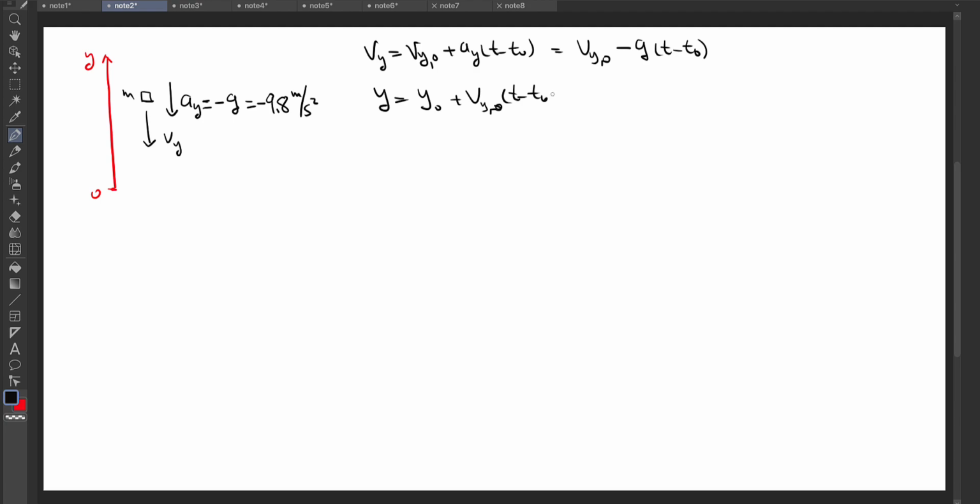So t minus t naught, and then the ay contribution will be minus 1/2 g (t minus t naught) squared. Okay, so that's the negative sign here according to this setup. And similarly, for the vy squared, we have negative 2 g (y minus y naught).